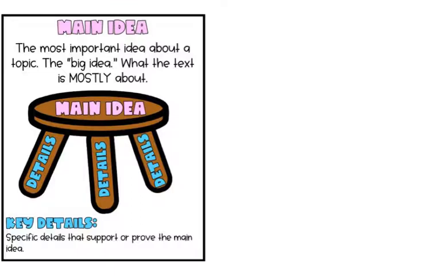So you have probably seen this before. The main idea is the most important idea about a topic. The big idea, what the text is mostly about. If we look at a stool, the top of it is the main idea, and then what holds it together are the key details. And key details are specific details that support or prove the main idea.